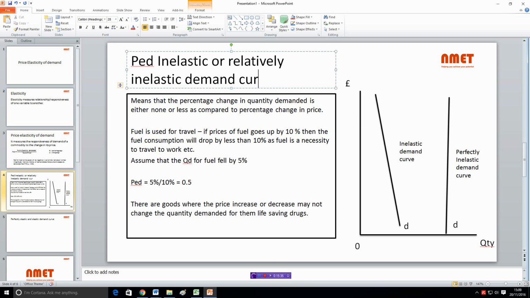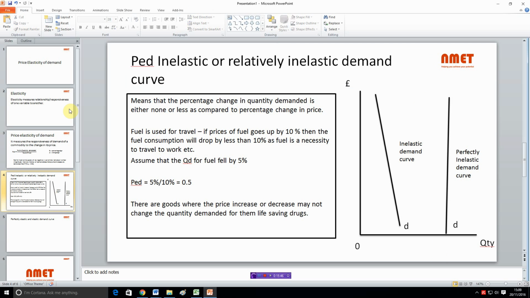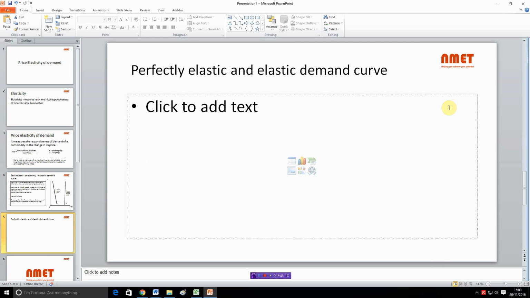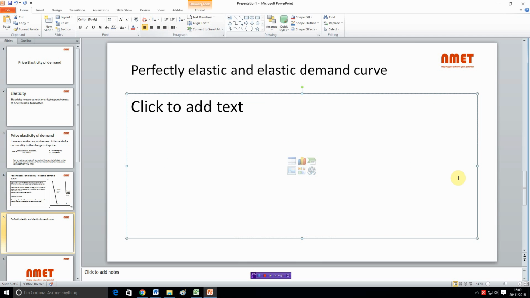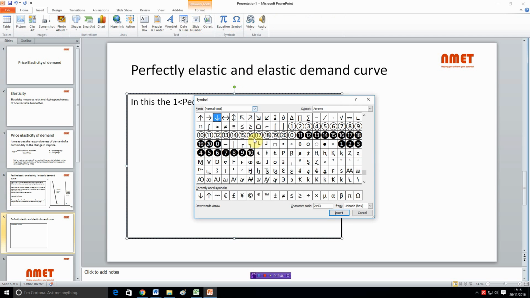Inelastic demand curve. PED is greater than 1, or the percentage change in quantity demanded is more than the percentage change in price, and less than or equal to. So if I wanted to put that symbol, let's go.